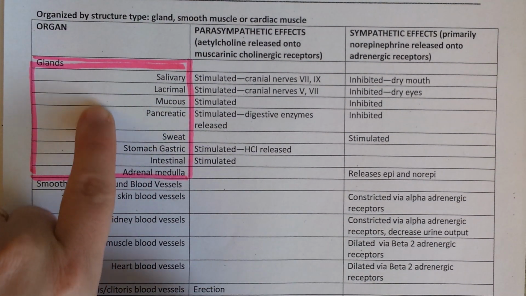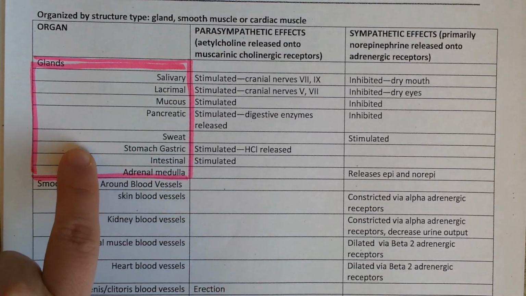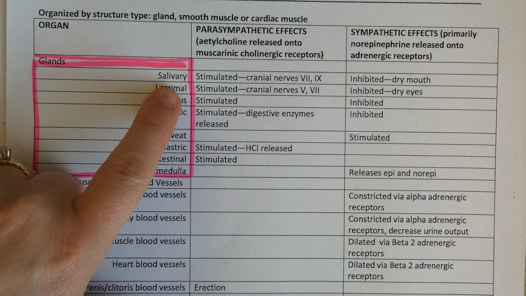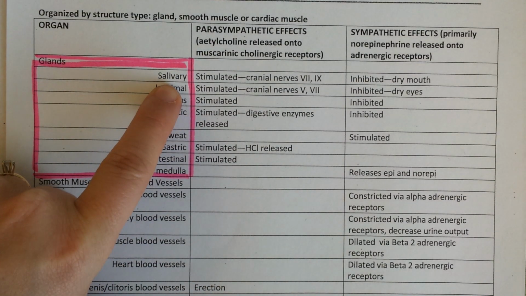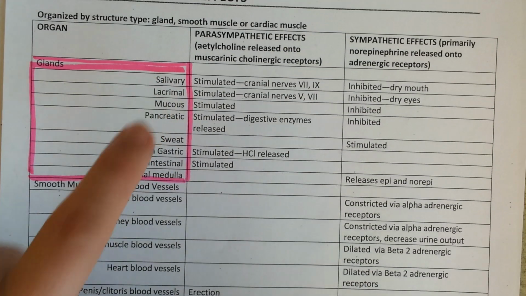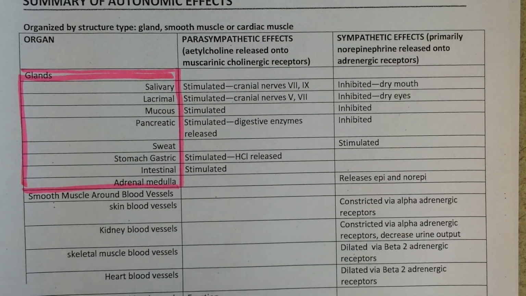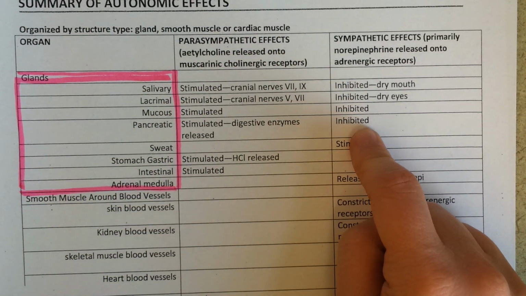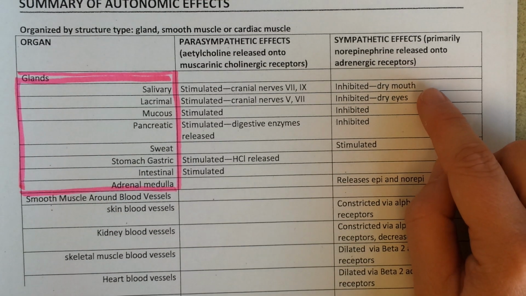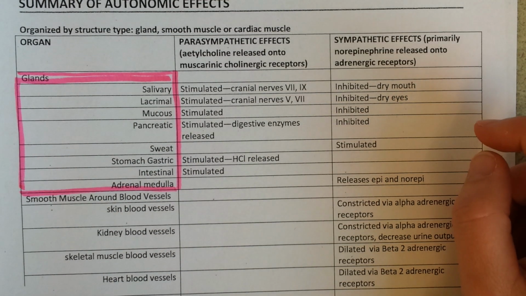So if you think about the smooth muscle that's around all these glands, then what happens? The salivary glands are stimulated by the facial and the glossopharyngeal nerves, which means that the smooth muscle is contracted. And then notice that the sympathetic effects are all of the opposite. So if you are in a crisis, you would expect to have a dry mouth and dry eyes.